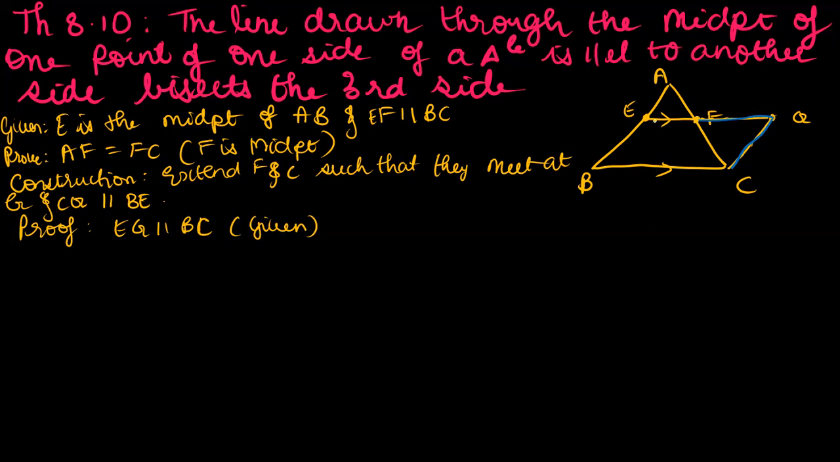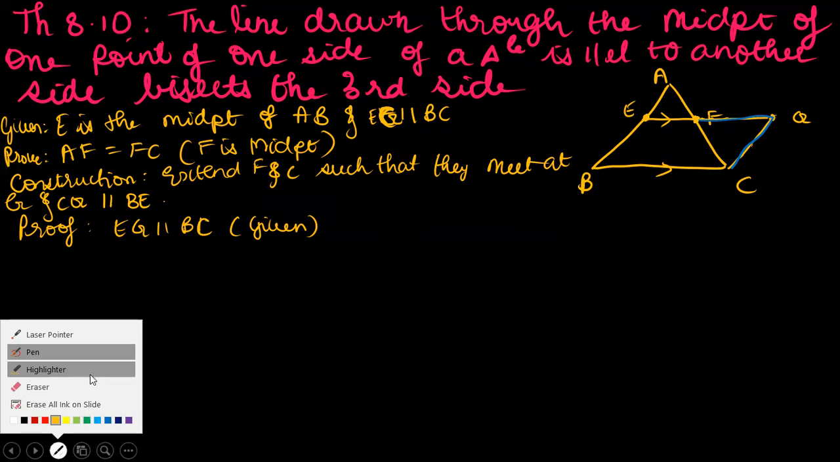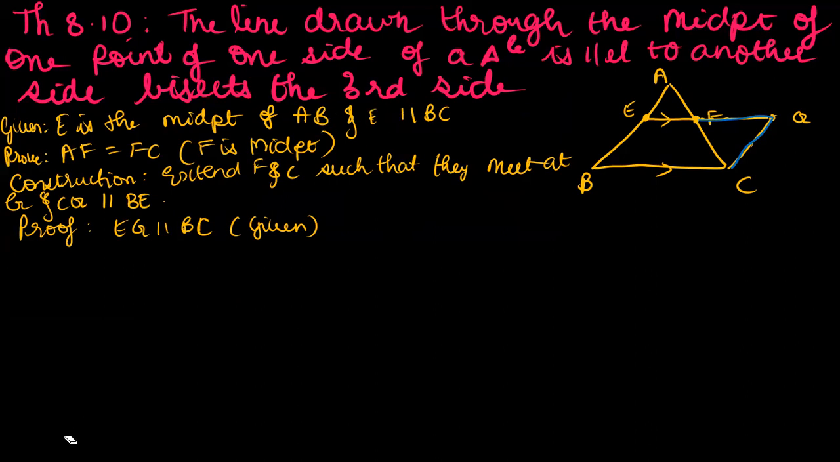Where is EG? EG is parallel to BC. So we are not considering EF is parallel to BC. EG, the line drawn through the midpoint of one side of a triangle. Go to the statement: the line drawn through the midpoint, not at the midpoint, but through the midpoint, meaning the line is not stopping at the midpoint of one side. I'm so sorry, I'm explaining it wrong. I mean to say that EG is parallel to BC, according to what is given. I think I confused you guys. Really sorry.